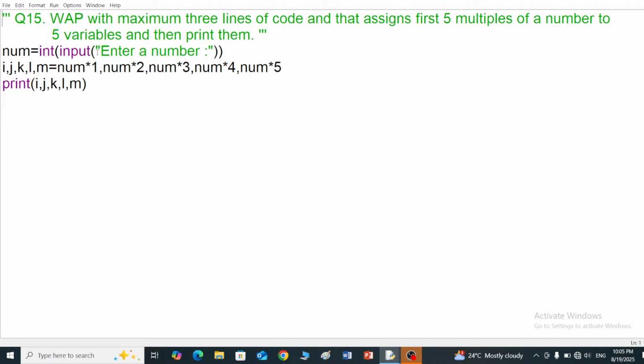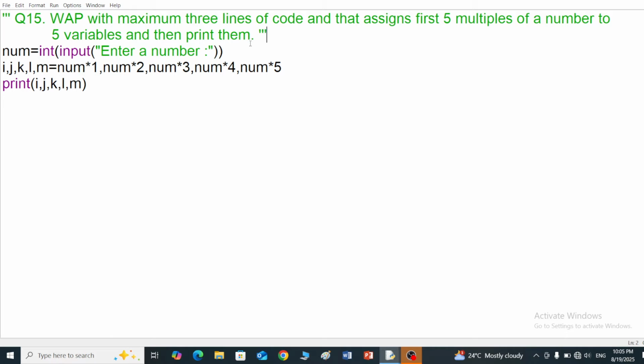Question number 15. Write a program with maximum 3 lines of code. What has the answer given? 3 lines of code, and that assigns the first 5 multiples of a number to 5 variables and then prints them. So in the 3 lines of code, you should assign the first 5 multiples of a number to 5 variables and print it.